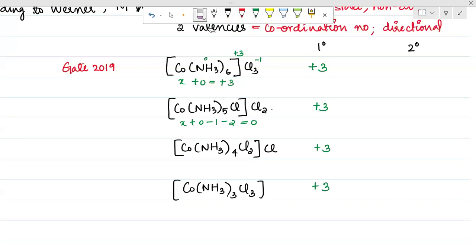And what about the coordination number? I told you coordination number is the number of donor atoms. So here 6 ammonias comprise the coordination sphere which forms an octahedral geometry and there are 6 donor atoms. Here 5 nitrogens and 1 chlorine. Here 4 nitrogens and 2 chlorines. Here 3 nitrogens, 3 chlorines. So the secondary valencies are 6 each. They are also the same.